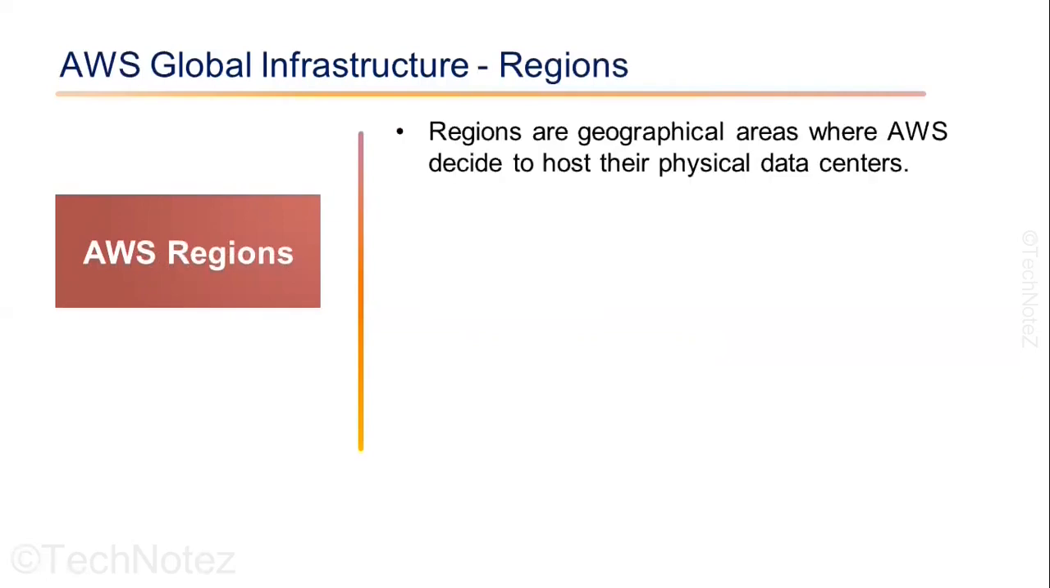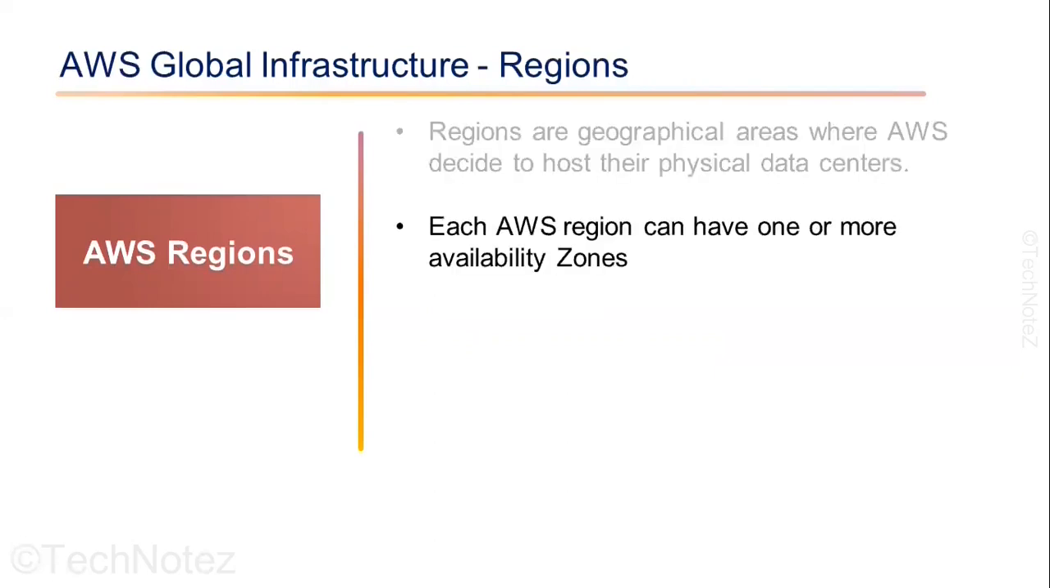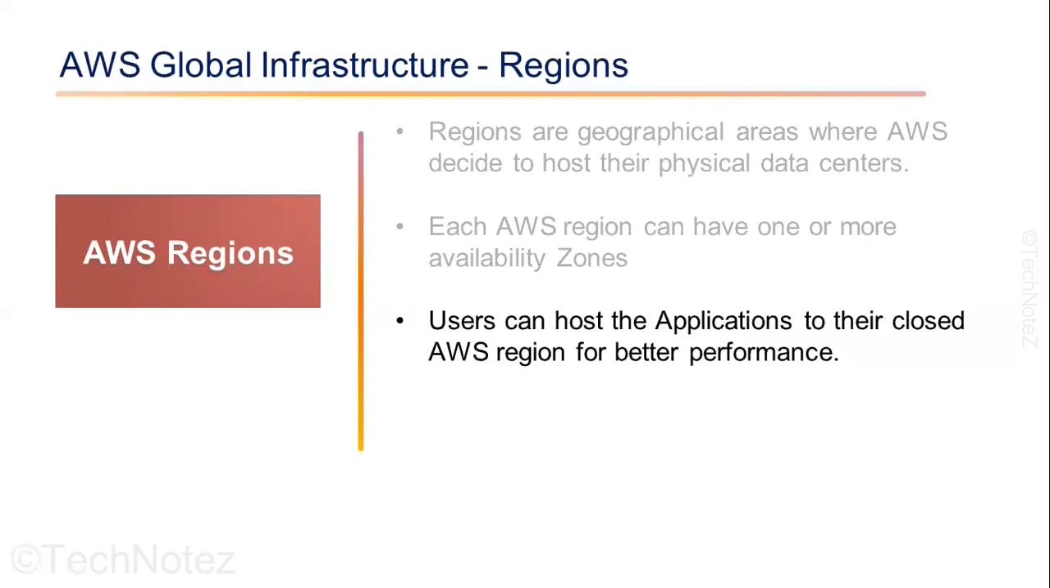Regions are those geographical areas where AWS decides to host their physical data centers. So customers can choose a data center close to them to host their applications. AWS has multiple regions and each AWS region can have one or more availability zones. You can host your application in the closest AWS region for better performance. The closer the region, the better the performance for the users.